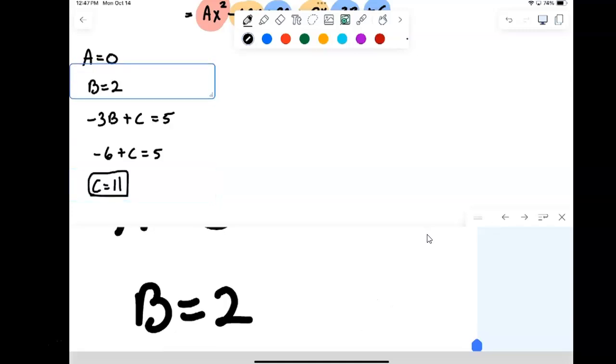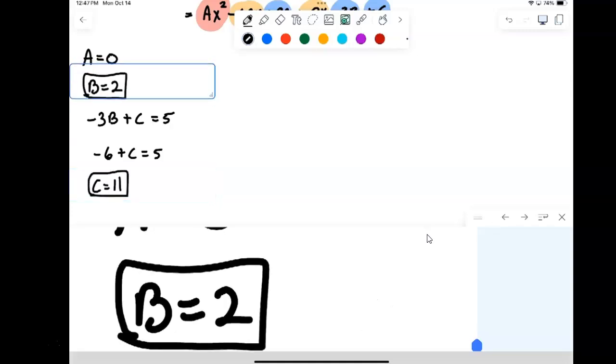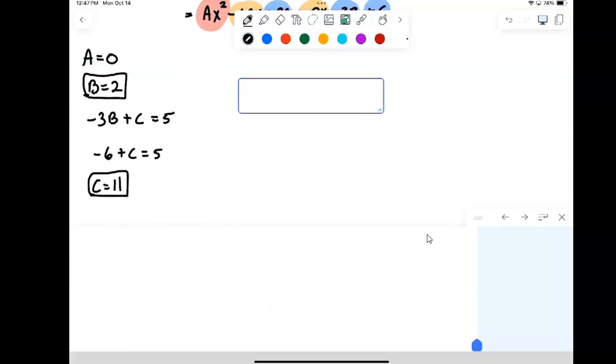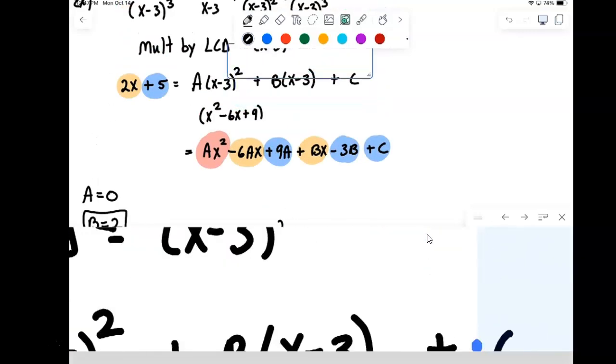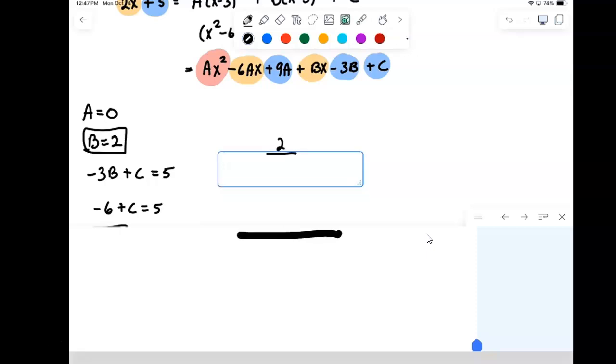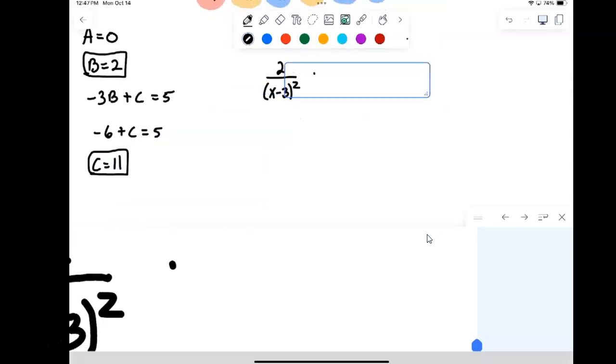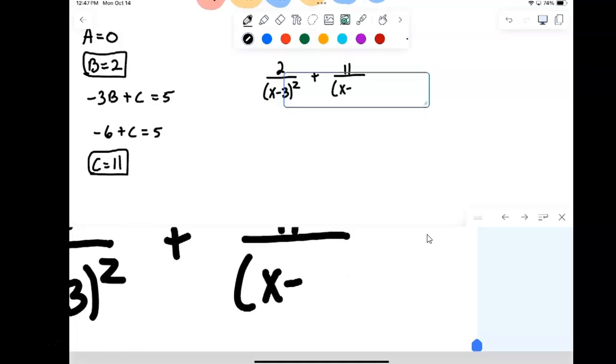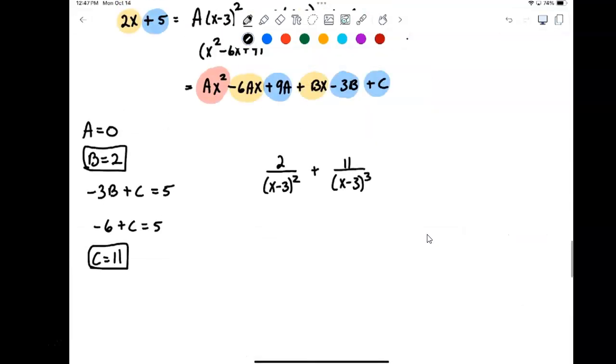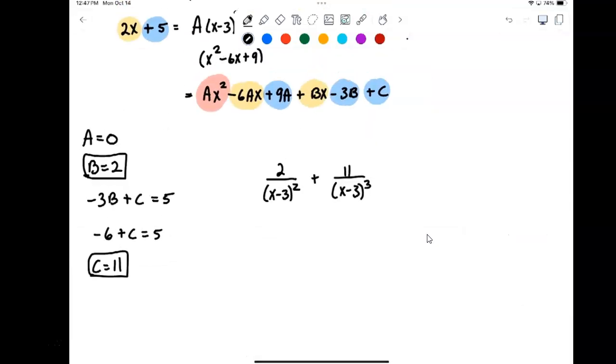So now we know B is 2, A is 0, and C is 11. So therefore the decomposition would be 2 over (x − 3) squared, and C is 11, so plus 11 over (x − 3) to the third power. So now we've done our decomposition.